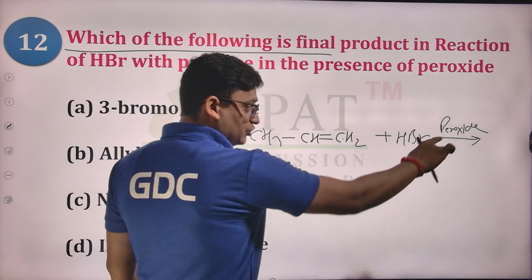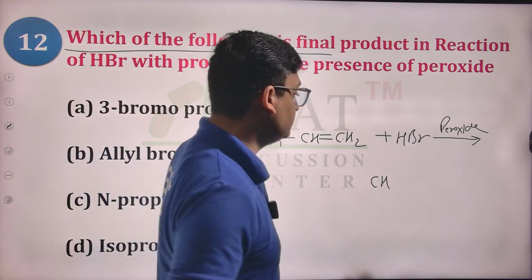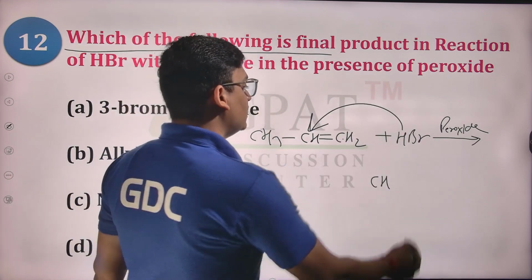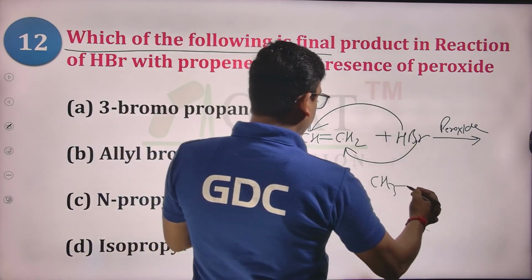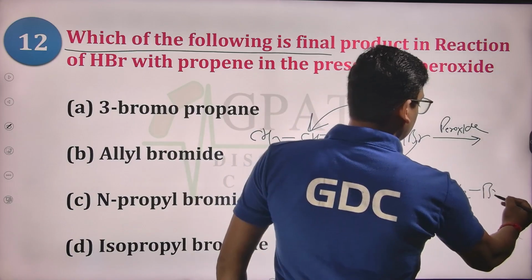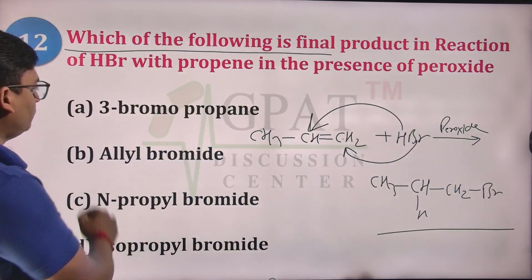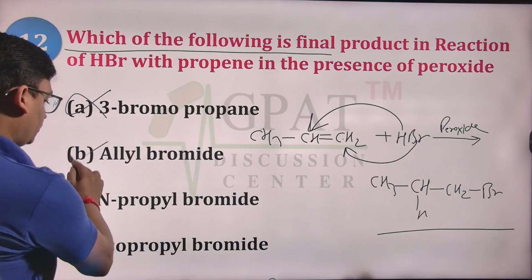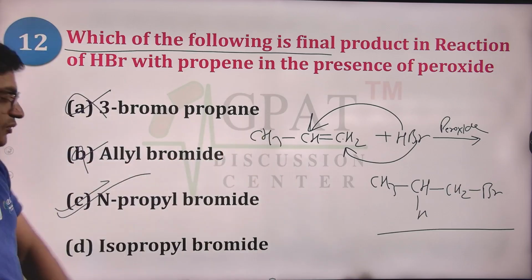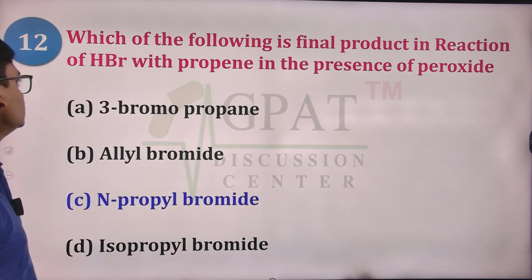But the presence of peroxide tells us this reaction follows a free radical addition mechanism. So this H will attack the carbon having the lower number of hydrogens, and the bromine will attack the other carbon. So we'll get CH3 CH2 CH2Br, which can also be named 1-bromopropane. 3-bromopropane is not possible. Allyl bromide is not at all possible. N-propyl bromide, yes, that can be correct. This is the common name. Isopropyl, no. So C is your right answer.